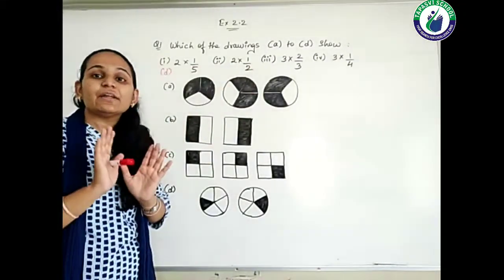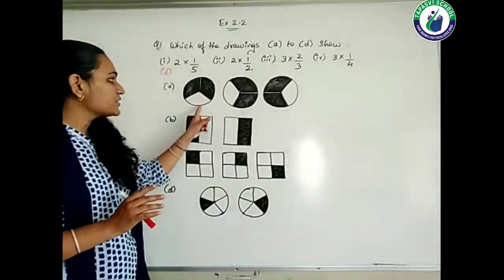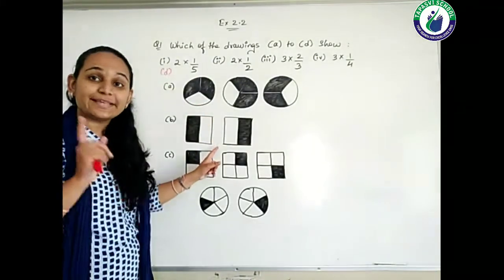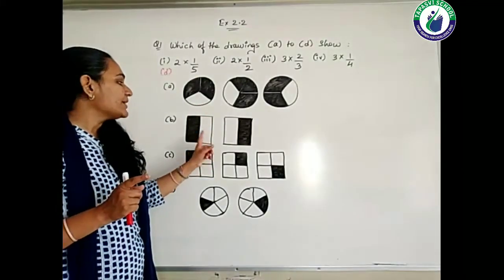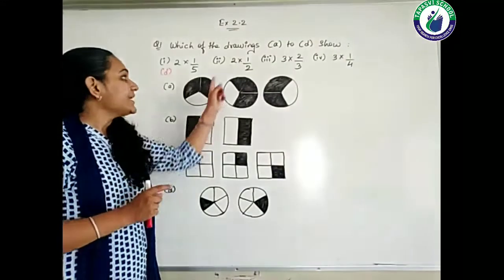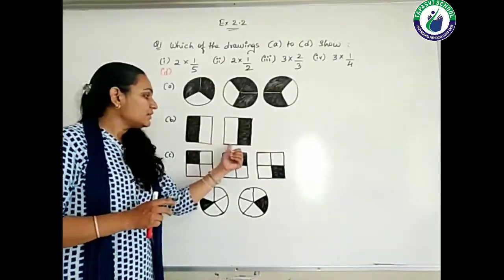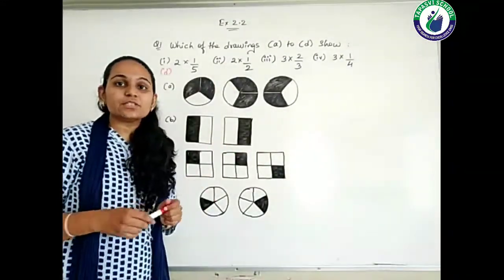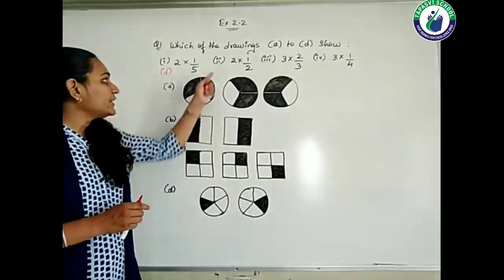Now, second one, students, 2 into 1 upon 2. First of all, see where 1 by 2 is there. Is 1 by 2 here? No. Is 1 by 2 there? Yes. See, out of 2 parts, only 1 part is shaded. Next one is 2. Okay. See here, there are 2 such drawings, right, friends? So this one is the appropriate one for the second.